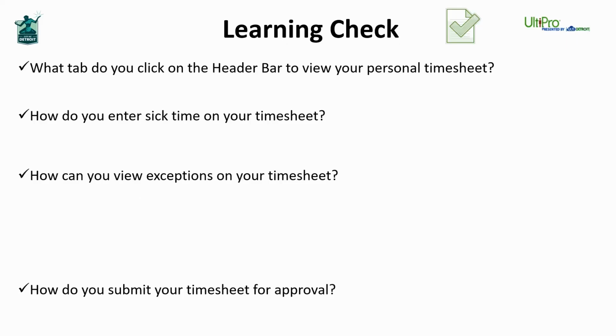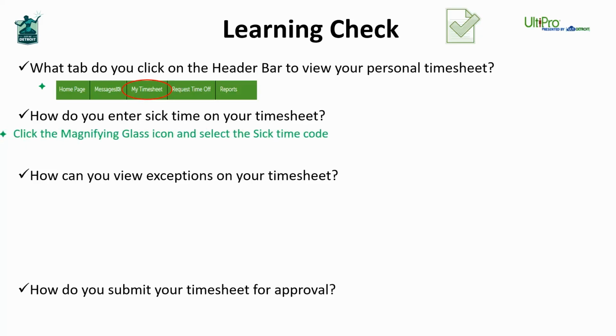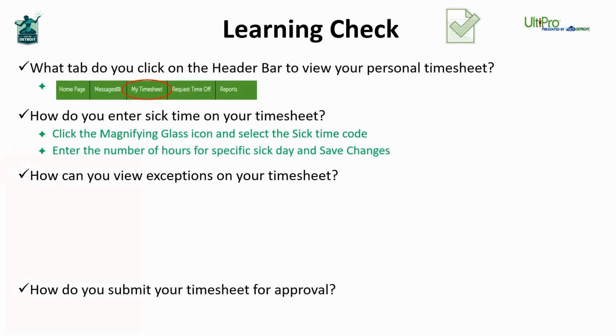Let's do a learning check of some of the things we've learned about the weekly timesheet. What tab do you click on the header bar to view your personal timesheet? Again, My Timesheet. How do you enter sick time or any other exception time on your timesheet? Click the magnifying glass icon and select the exception time code of your choice, including sick. Enter the number of hours for that particular exception time code and save changes.